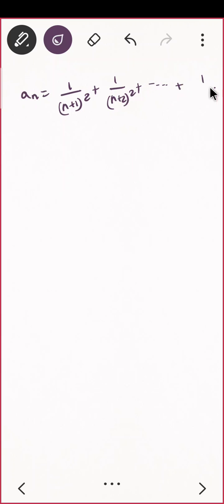Say a_n is equal to 1 upon (n plus 1) the whole square plus 1 upon (n plus 2) the whole square plus ... plus 1 upon (n plus n) the whole square. I'll come across this type of sequence in your semester 2 also. But now let us see. I want to check whether it is convergent or divergent. Can you tell me something whether it is convergent or divergent?